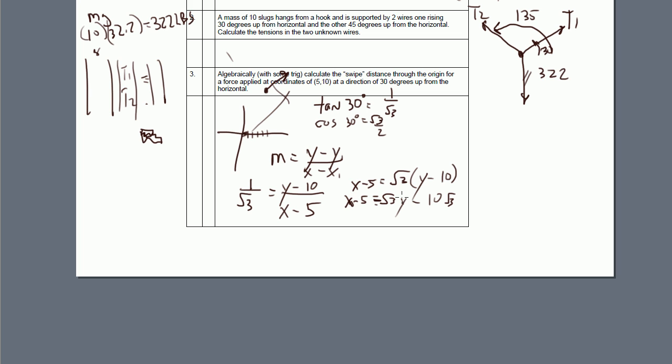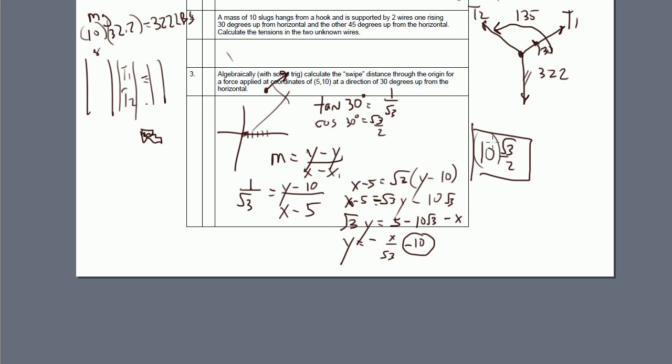All right, we can do a little bit better job, though not necessarily at this point in time. So we have the square root of 3 times y equals 5 minus 10 the square root of 3 minus x. Y equals minus x over the square root of 3 minus 10. And now what we're going to do is take this 10 and multiply by the cosine, which would be the square root of 3 over 2. And that, of course, is our swipe distance.